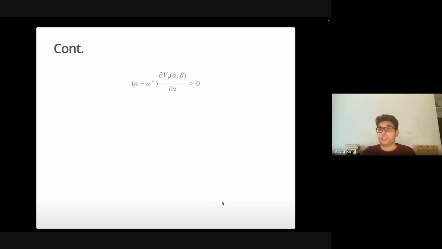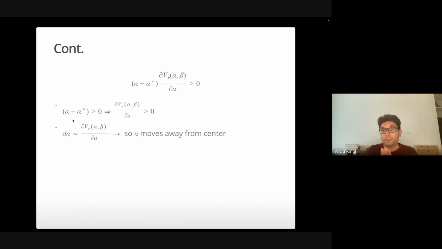And of course, if this is guaranteed to be larger than zero, there are two cases. Either you are on the right-hand side of your equilibrium point, so alpha minus alpha star is larger than zero, but that also implies that your gradient with respect to the alpha parameter is positive. And a positive gradient means that your alpha is growing, so you are already on the right of your equilibrium parameter, and now you're moving even further away from it.